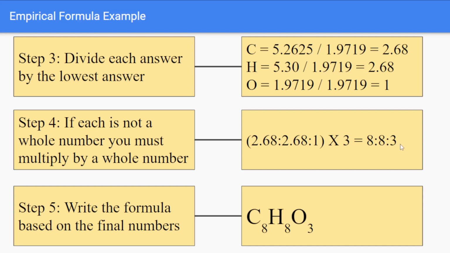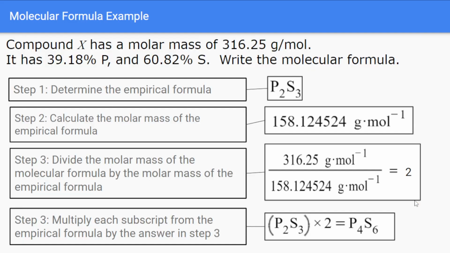So 8, 8, 3, that's our ratio. 8 carbon, 8 hydrogen, 3 oxygen. That's how you determine the empirical formula. It seems like a lot, but really it's not too bad. The molecular formula, it's exactly the same, but with just a couple extra steps.